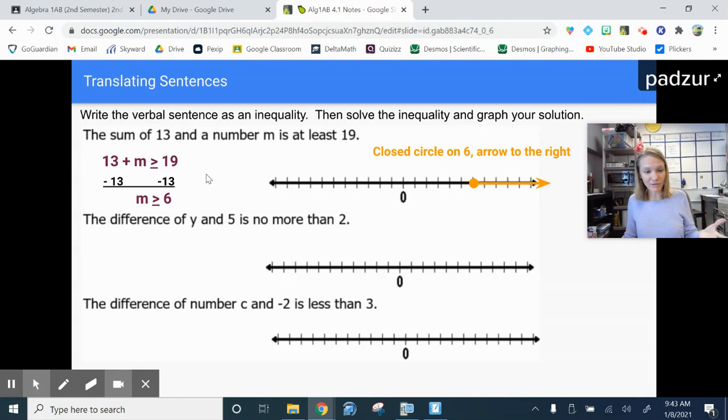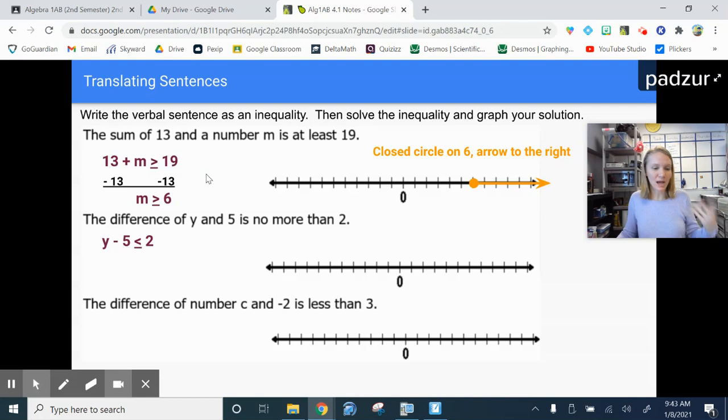All right, so for our next word problem, it says the difference of y and 5 is no more than 2. So difference means we're talking about a subtraction problem. So I'm going to do y minus 5 is no more than, so that means it's actually going to be less than or equal to 2.